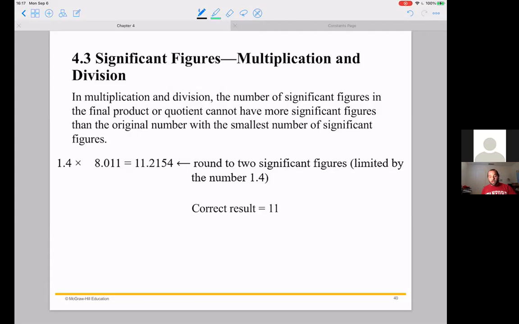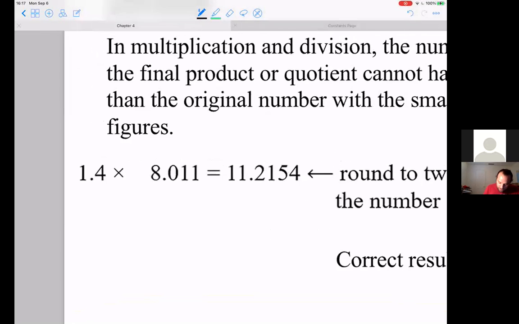Okay, so if you're multiplying or dividing, you use one set of rules for carrying sig figs. If you're adding or subtracting, you use another set of rules for carrying sig figs. You don't want to get those two mixed up, okay, because they're very different sets of rules. Multiplication and division is actually the easier of the two, so let's start with that.